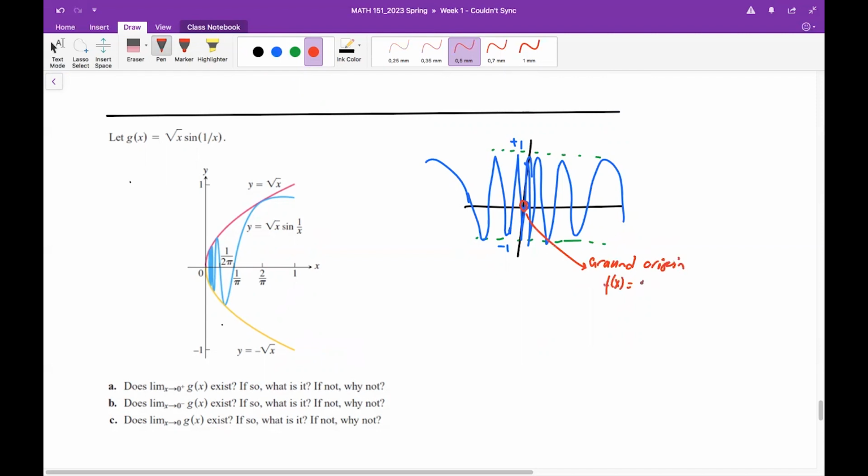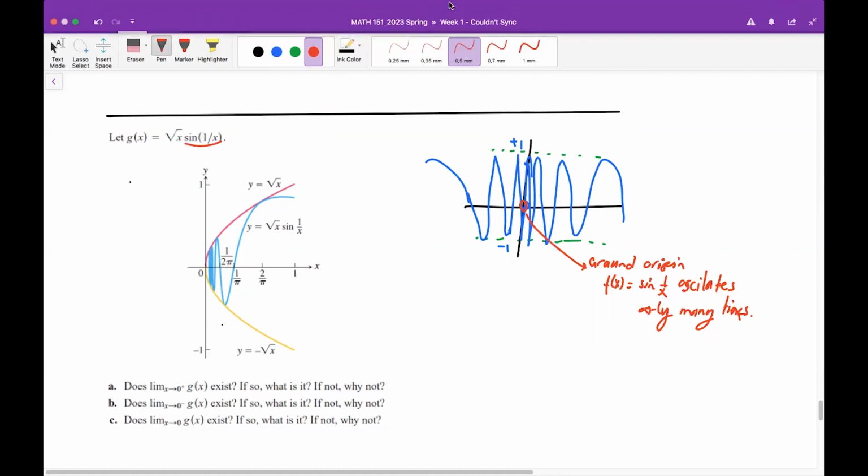f of x equals sine 1 over x oscillates infinitely many times around the origin. It's kind of a crazy function. We call this behavior wild oscillation. Then, what happens if you multiply this function with square root of x? This is what we need to consider here.